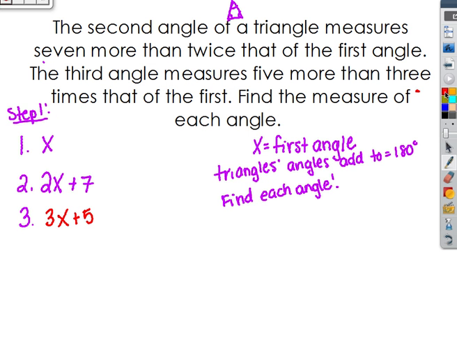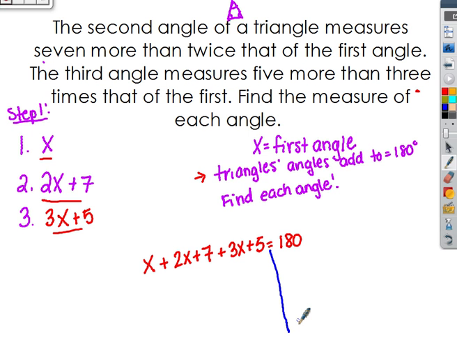Now if I look at step 2, that would be setting up the equation. And so when I go to set up the equation, I know that triangles' angles add up to be 180. So if this is one of my angles, I can add that to this angle plus this angle, and I should get 180 when I add them all together. So now I can ignore all the other junk that's already been written and just go ahead and solve my equation like I know how to, because we just had a test over that.